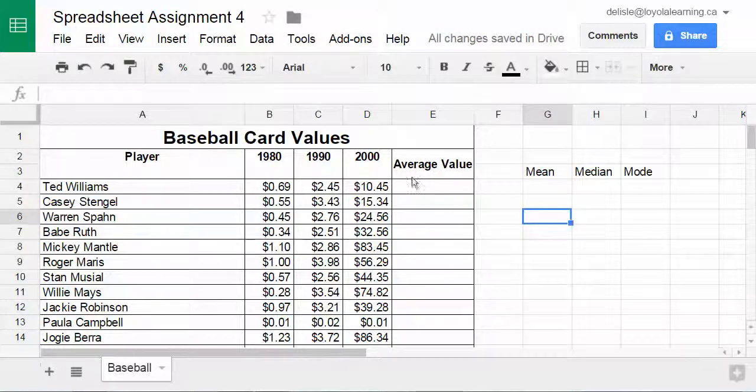Hi, so there's different ways of doing average, and this is spreadsheet assignment 4. Try and work it out on your own first, but here's some help if you need it. Average could be mean, median, or mode, and we talked about this in class. So the mean would say add up those three numbers and divide by how many numbers there are.